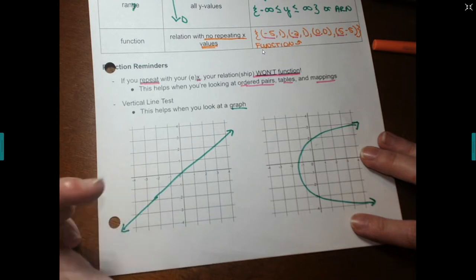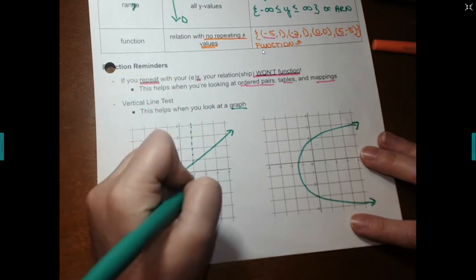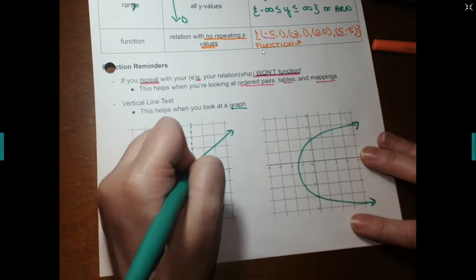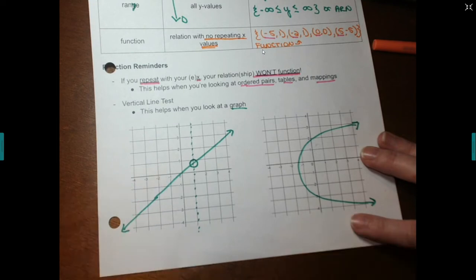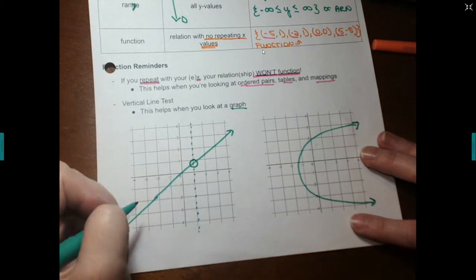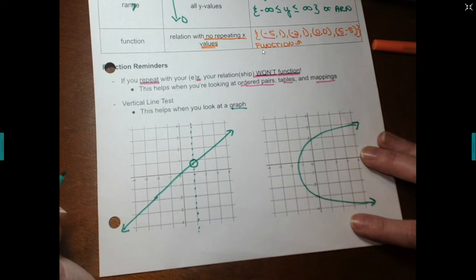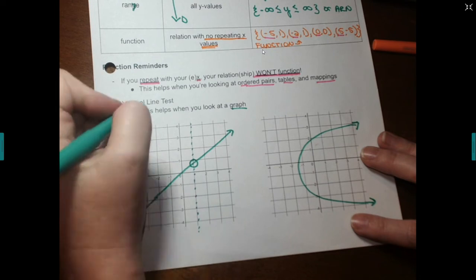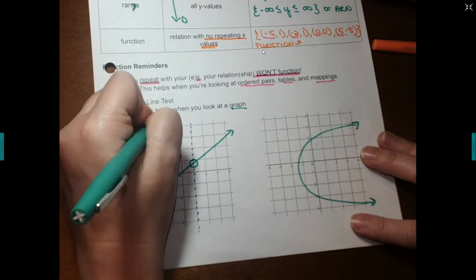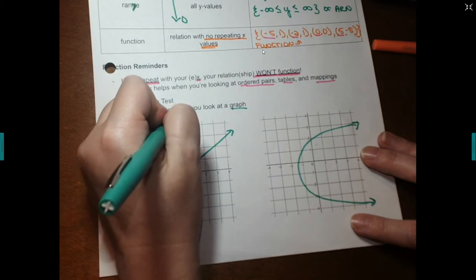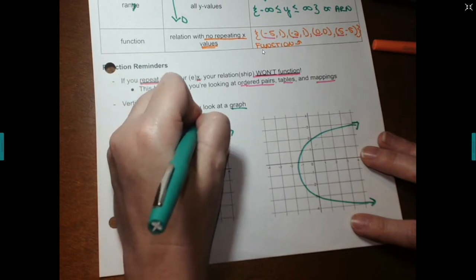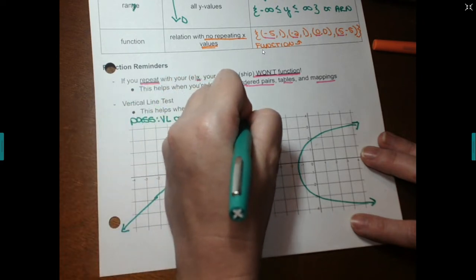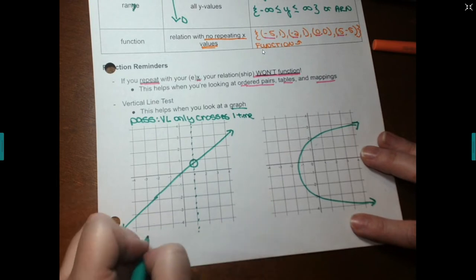So with a vertical line test, you draw a vertical line anywhere on the graph that you want. So I drew a vertical line here. It only crosses my graph one time. In fact, there's no place I can draw a vertical line on this entire graph where it's going to cross more than once. So the most it ever does is it crosses once. So this passes. This is a pass. The vertical line only crosses one time. So this is a function.